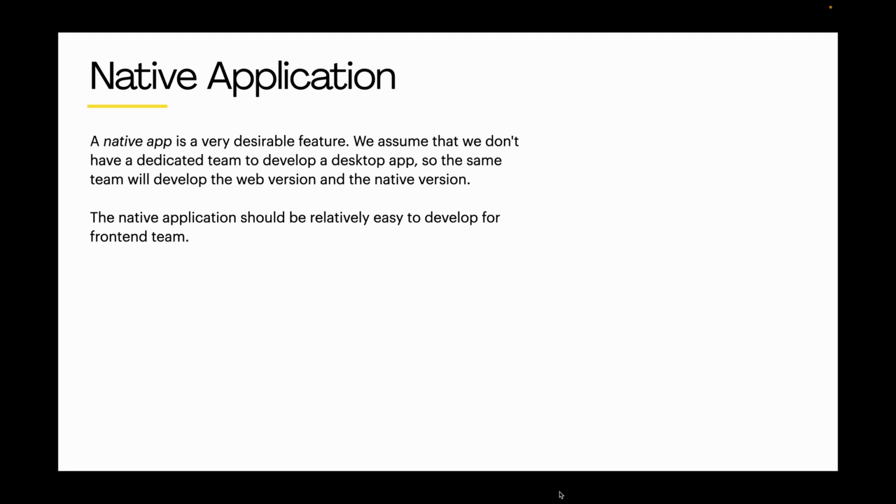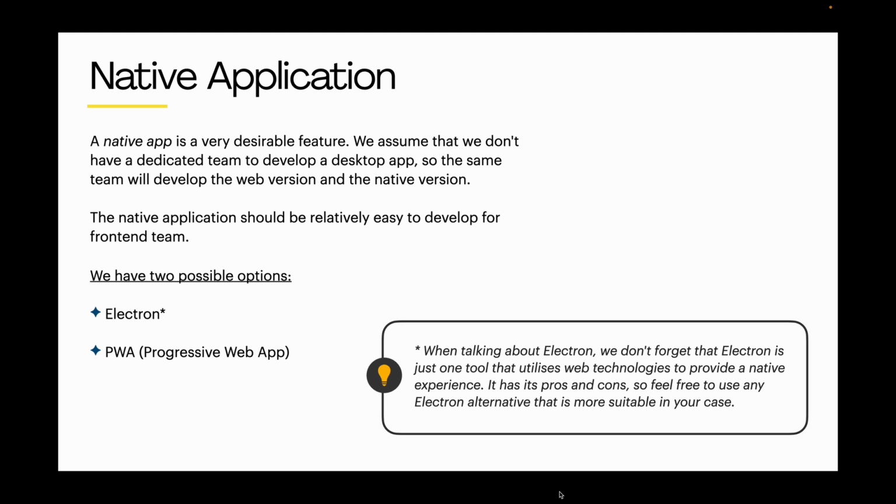We assume that we don't have a dedicated team to develop a desktop app. So the same team will develop the web version and the native version. The native application should be relatively easy to develop for the frontend team. In other words, it must use web technologies. We have two possible options here, Electron or alternatives, and progressive web application.